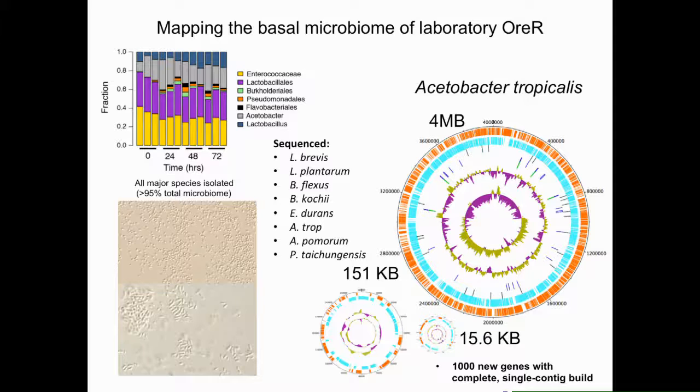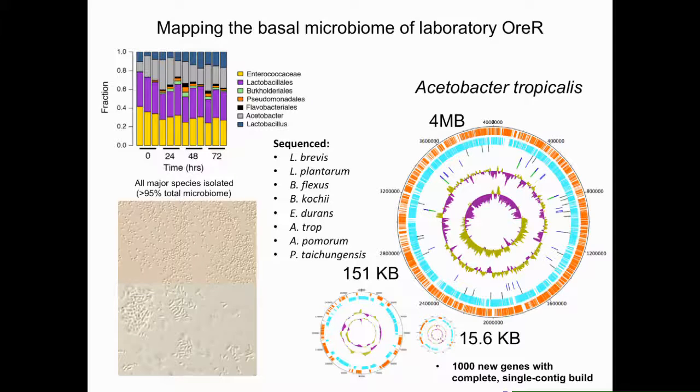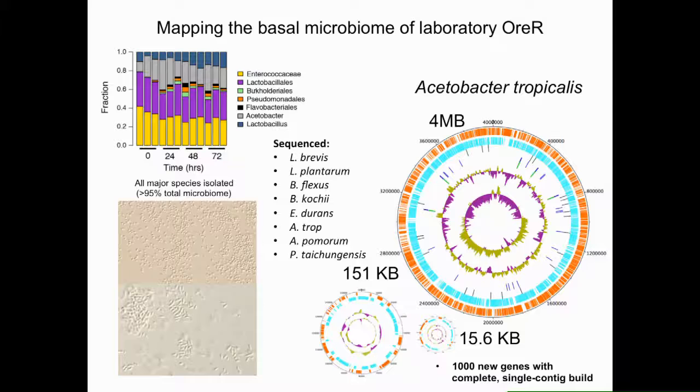So Sue Selnicker's group has been working for a while, one of several groups working to map the fruit fly gut microbiome. Sorry, this shows the fruit fly gut microbiome evolving over 72 hours in the adult fly. And as you see, the microbial content changes and evolves and diversifies a little bit.